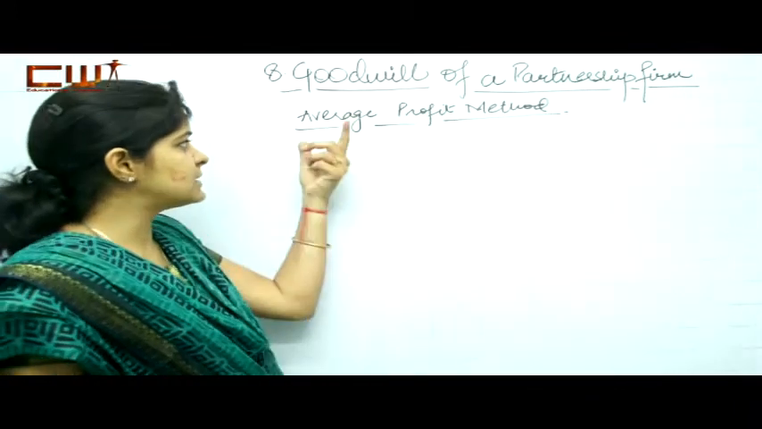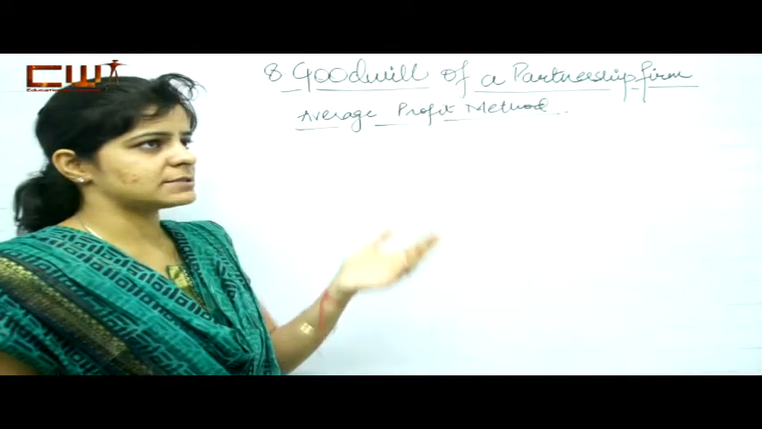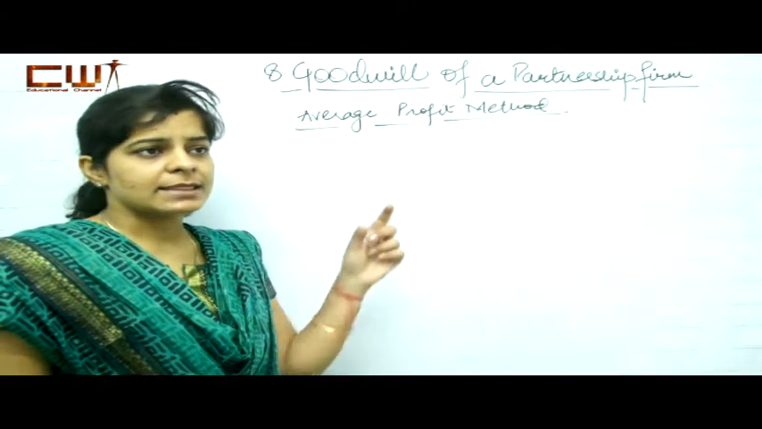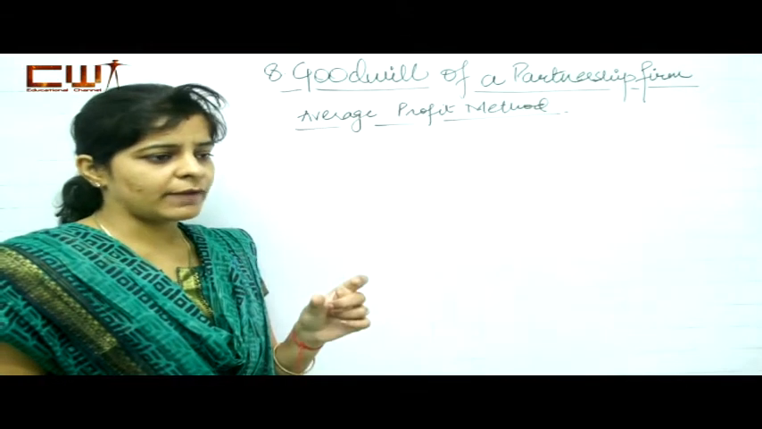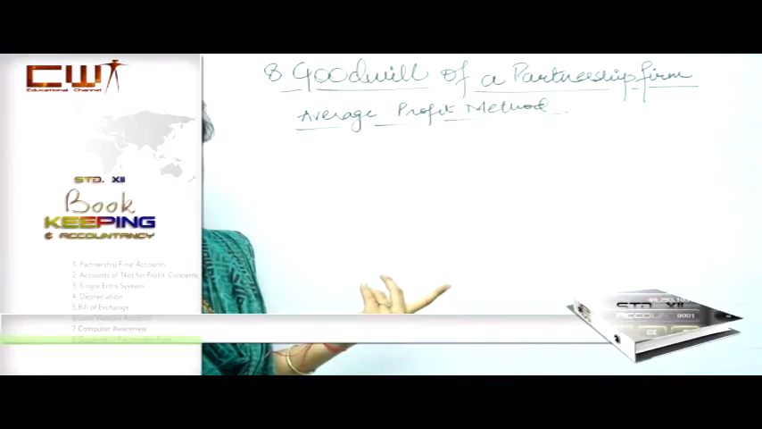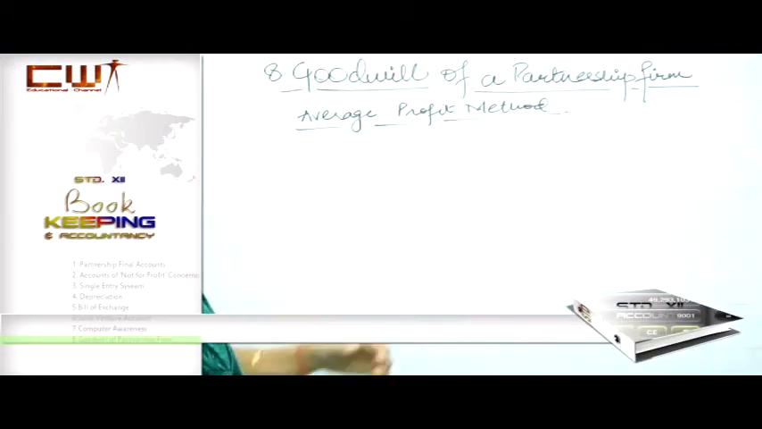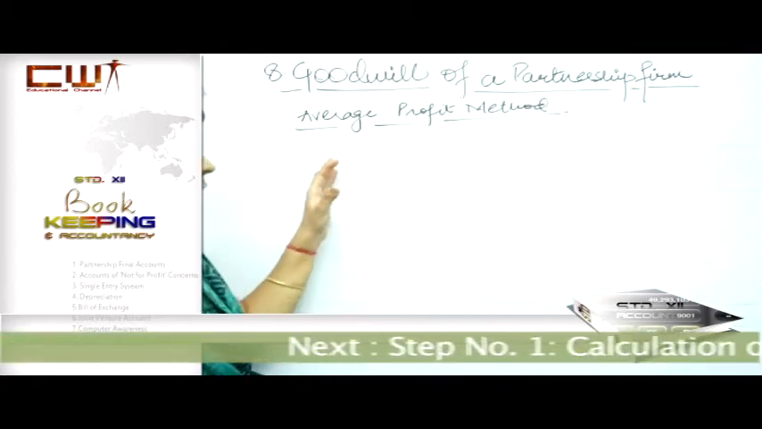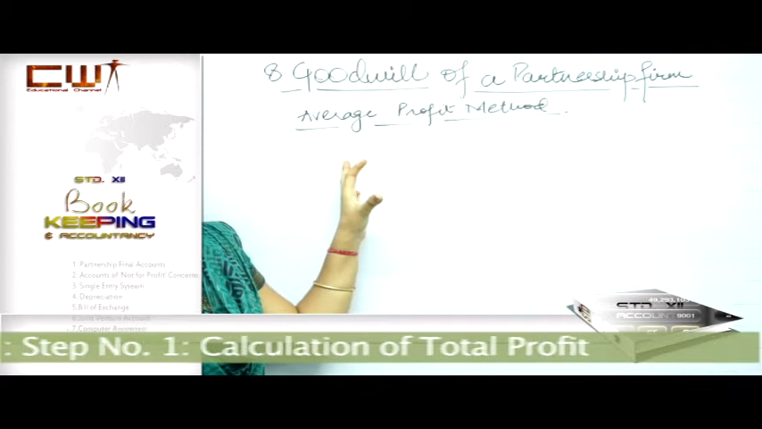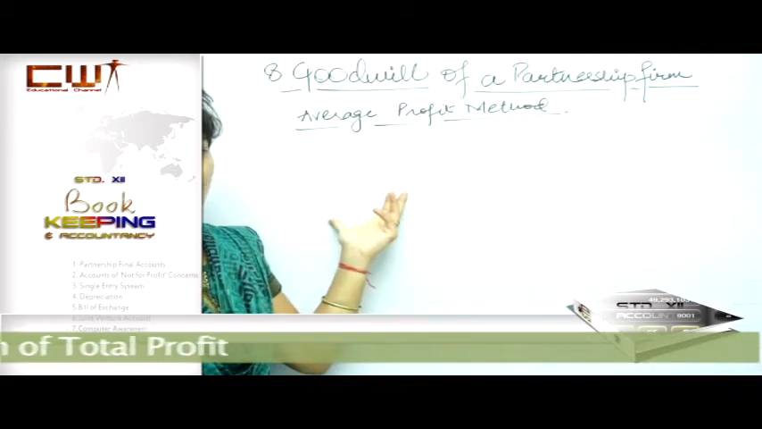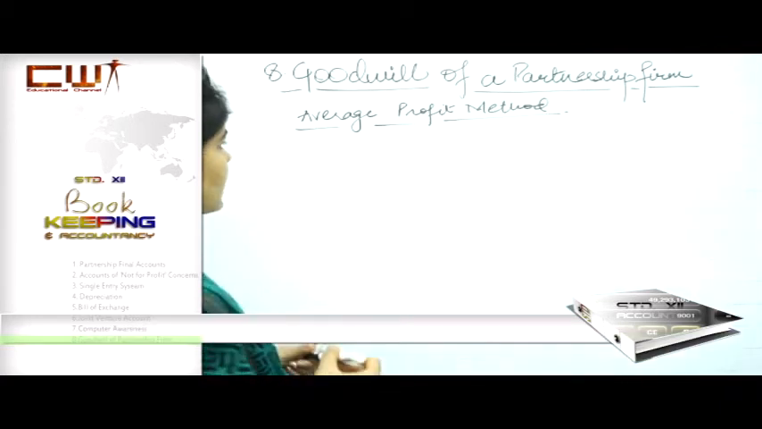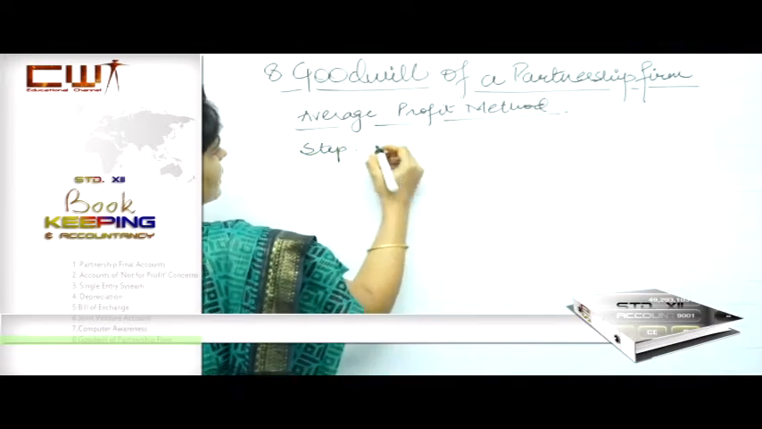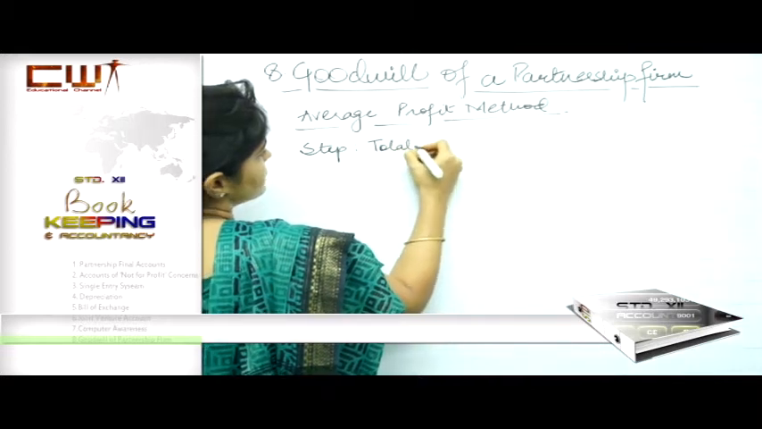Average profit method means average is one number that is representing many numbers. In formula terms, you add many numbers and divide by the number of items. That is known as average profit. You find the average of all the profits given to you. Just note down the formula. There are certain steps when you calculate the average profit. First step is you have the total profits given to you.